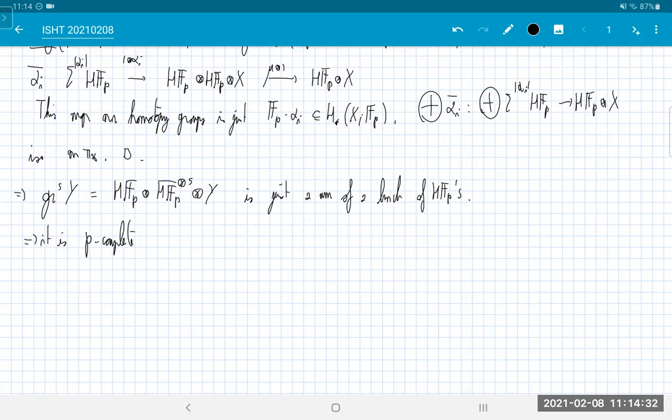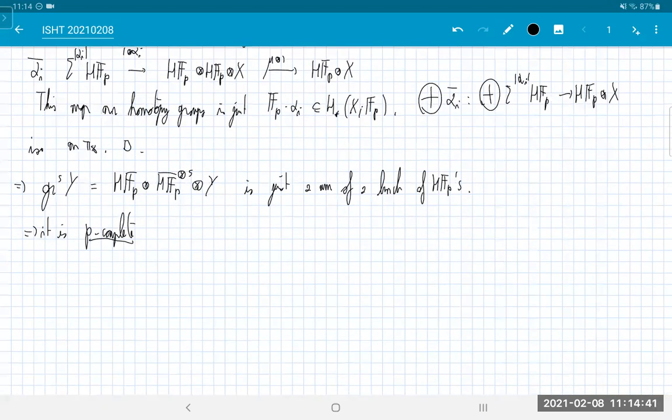And now the story about Bousfield localization suddenly shows up. So you see everything works. So this guy is P complete.